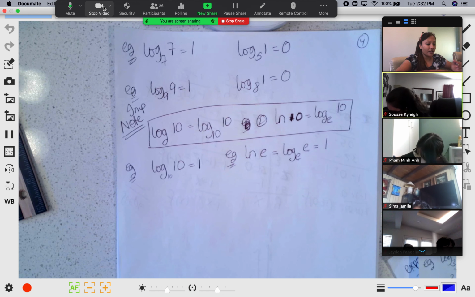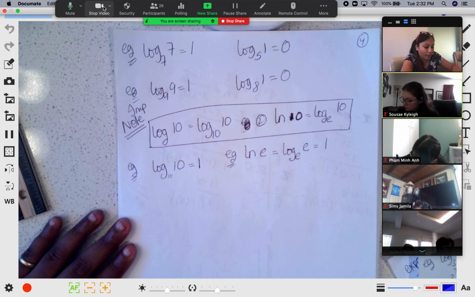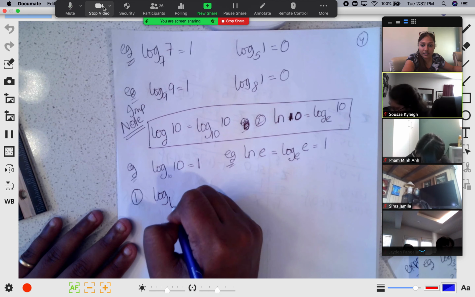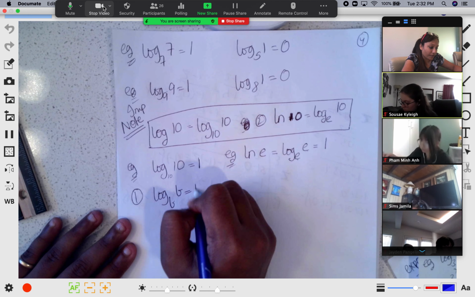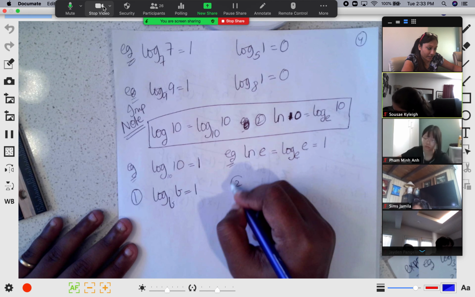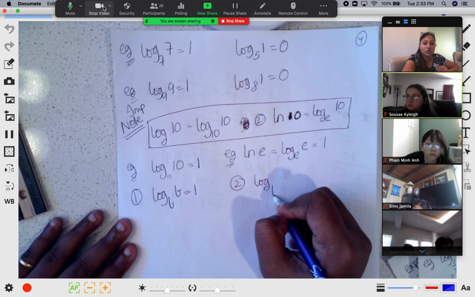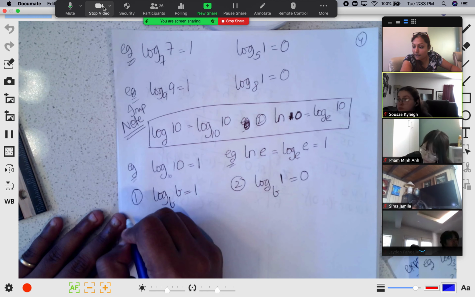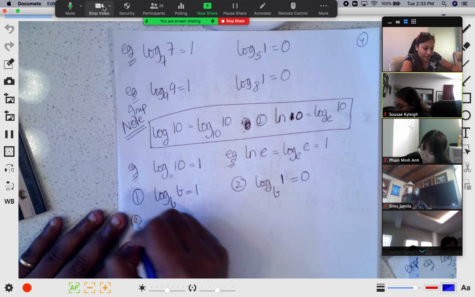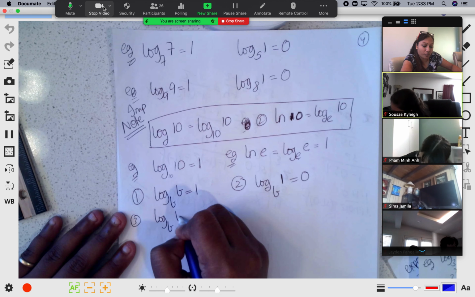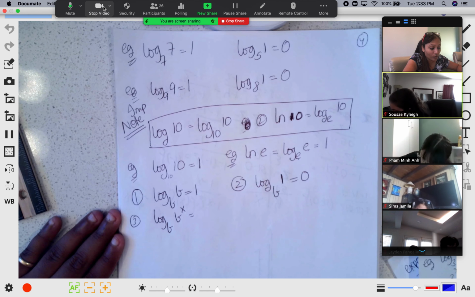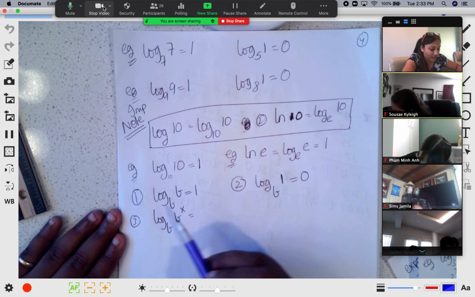Okay, let's do another property. We did 2 properties so far. First, log b of b, if they are exactly the same, your value is 1. Next, no matter what your base is, if you're finding log of 1, it will always be equal to 0. Third property: if you have log base b of b raised to power x, everything cancels and you're left with just x.